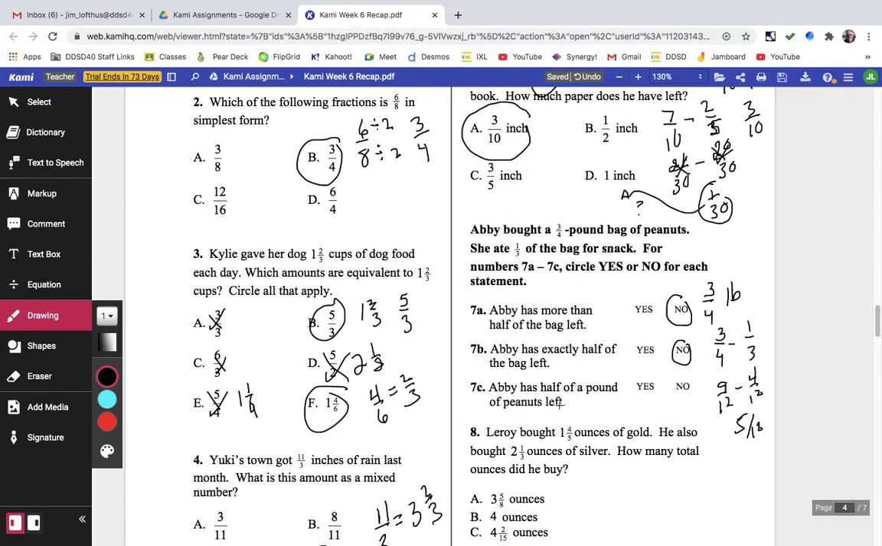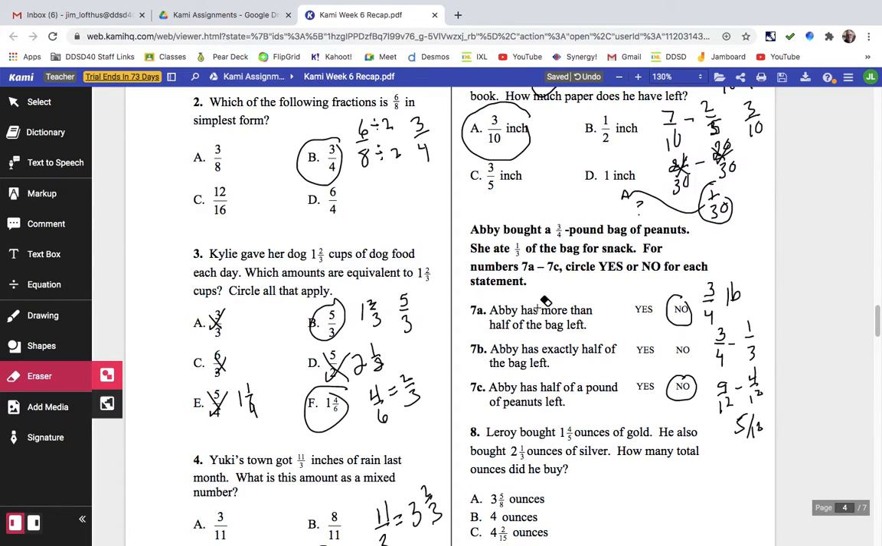And Abby has half of a pound of peanuts left. And I'm looking for the difference between Abby has exactly half of the bag left. Oh, so this one is no. And I'm going to erase this one and think about it a little bit more carefully.